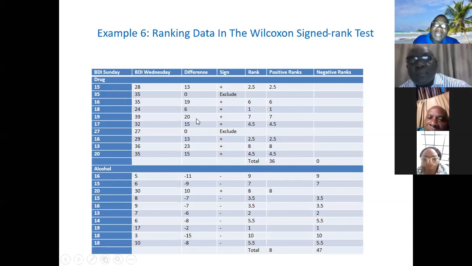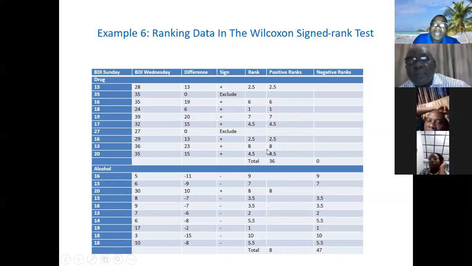Then the next in rank is 15. The value is 15, and there are 2 of them also, this and this. So it's supposed to be number 4 and 5. When you have 4 and 5, making 9 divided by 2, it is 4.5. So you now put 4.5 for each of them. And the next one will be 19, then the next one will be 20. The next one will be 23. Can you see the last one? 23. So you've ranked them now.